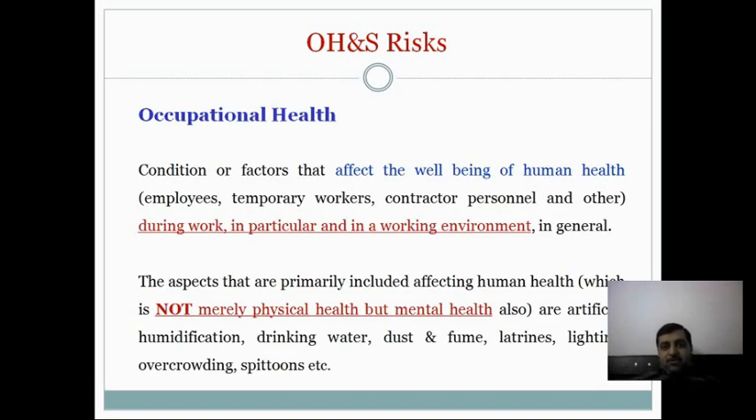Now, when I say something is occupational health, it is all about the conditions or the factors that are going to affect the well-being of my people working. Important is it has to be during the working hours in a working environment. It does not always mean physical health, but it also means mental health. Any other factors, even like drinking water, dust, fumes, or the washrooms, are also considered very seriously for the well-being of my workers.